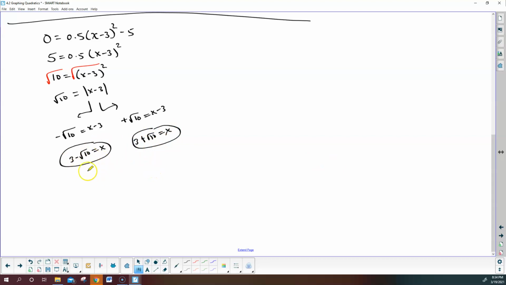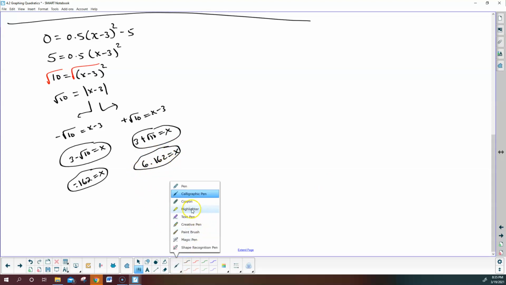Now, I don't love these answers, especially when graphing, so this is where I'm going to use my calculator and actually get the decimal answer rounded to 3 decimal spots. Here's the first one, and here's the second one. Okay. Now, why is that nice or friendly? Because they don't look nice or friendly at all.